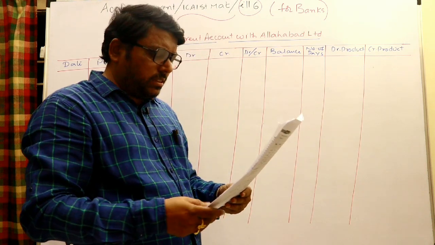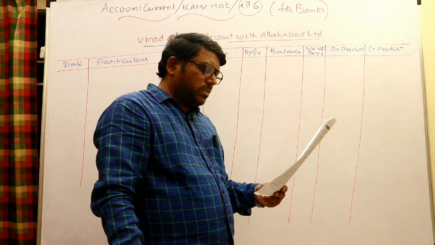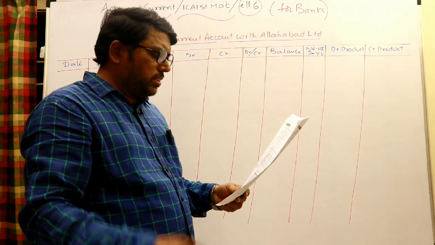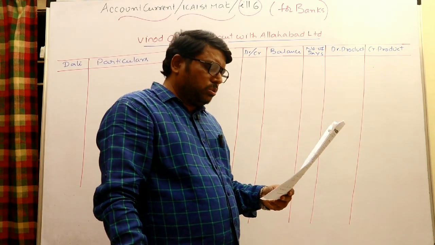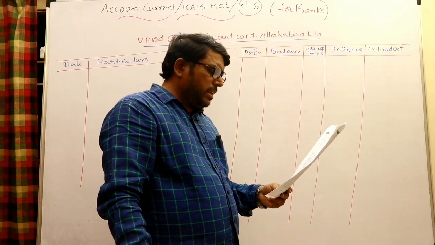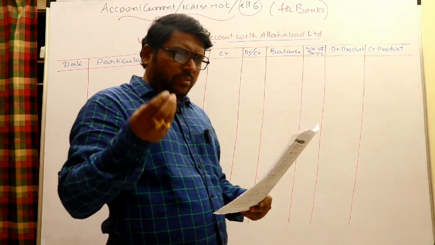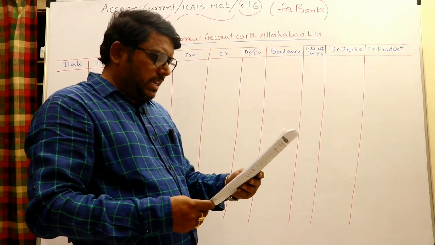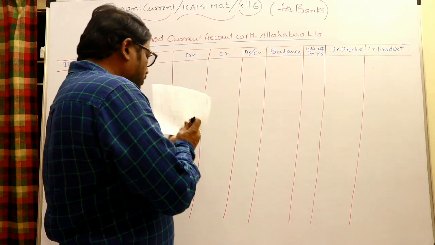Vinod's ledger in the Allahabad Bank carries 5% on the debit products and 2% on the credit balance. The account current is to be prepared as on 30th June 2016, and calculations may be made correct to the nearest rupee. Assume 365 days. Even if it is a leap year, you may consider February as 28 days because it is mentioned to take 365 days. Very simple to work out here.